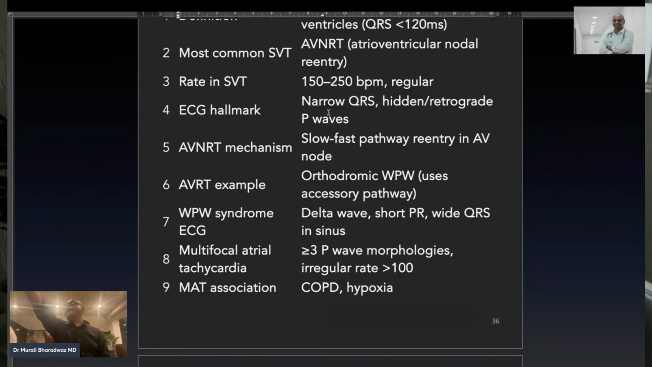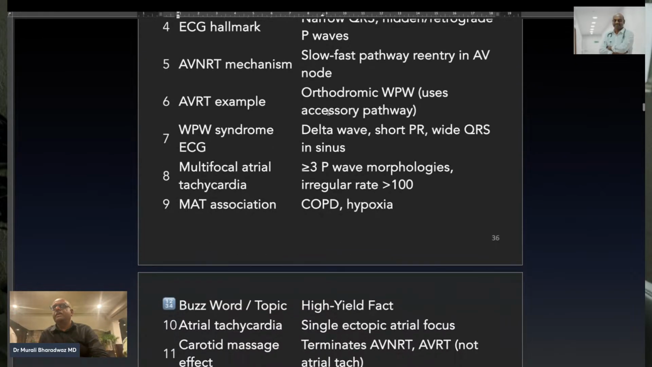Now it's like a Bangladesh emergency, the president is thrown off. So the retrograde conducting depolarization to atria will lead to an inverted P wave, or because the ventricular rate is very fast, the P waves get buried. So AVNRT, AV nodal reentrant tachycardia, is because of a slow, fast pathway which leads to reentry in the AV node.